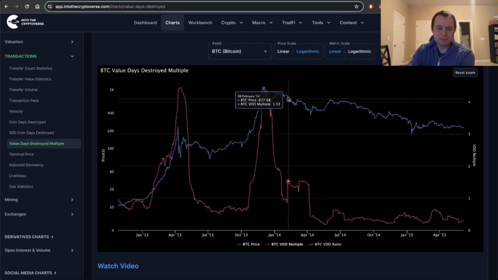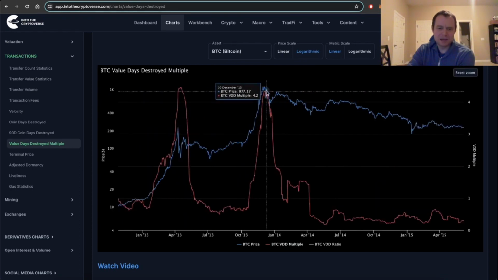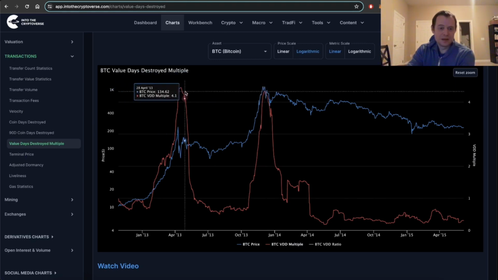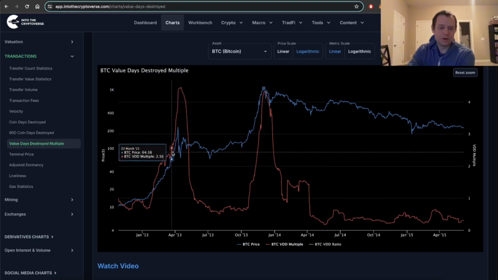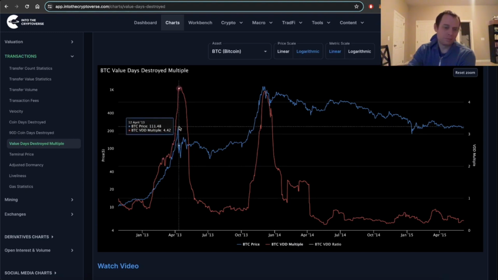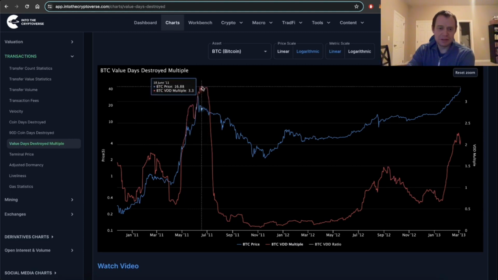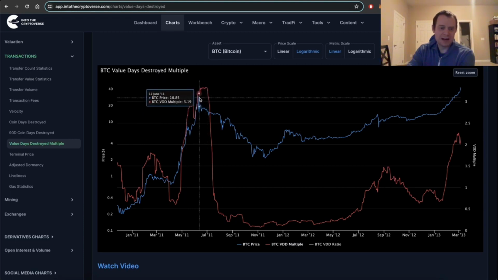The cycle before that, you can see that it topped out at around 4.2. The high for price was already in when it topped, and then it also topped in at about 4.4. The first peak, once it topped, the high in price was already in. And then finally, in 2011, you can see that once it topped, the high for price was already in, and it topped out about 3.3.